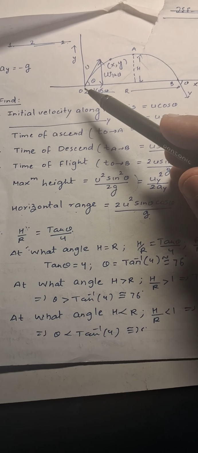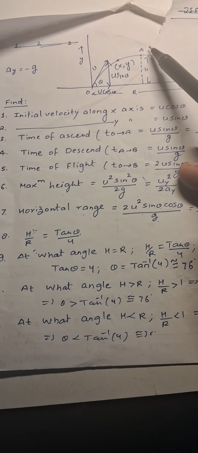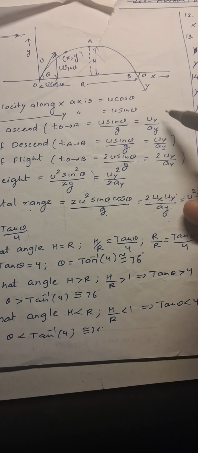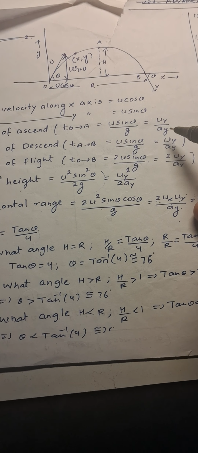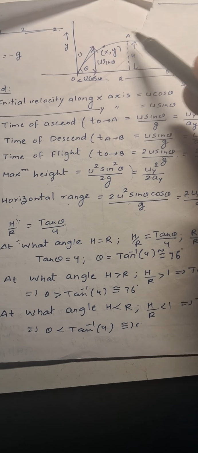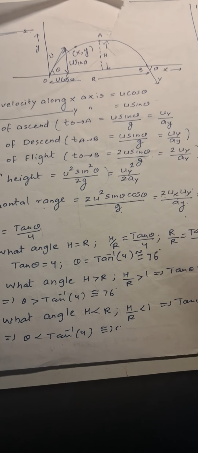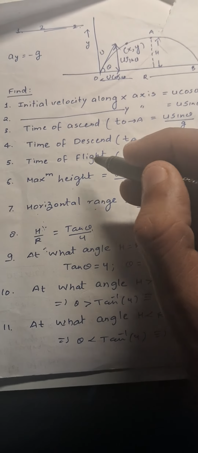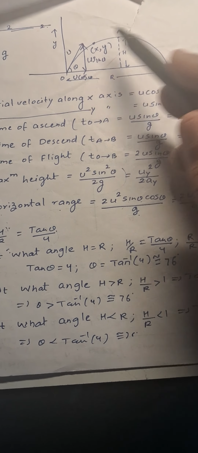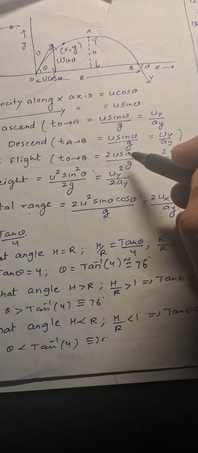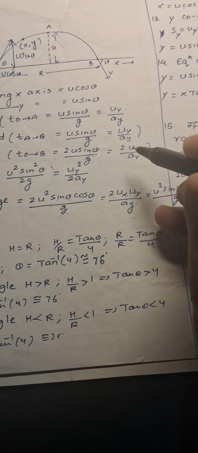Next is time of ascent, that is time taken to move from point O to point A. So it is u sin theta by g, and it can also be written as velocity along y-axis upon acceleration along y-axis. Next is time of descent, that is time taken to move from A to O. So this is also u sin theta by g, or we can write it as uy upon ay. Next is the time of flight, that is time taken to move from O to B. So it is twice of this time of ascent or the time of descent. So that will be 2u sin theta by g, or twice of uy by ay.